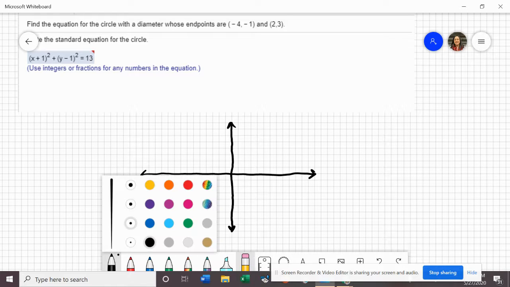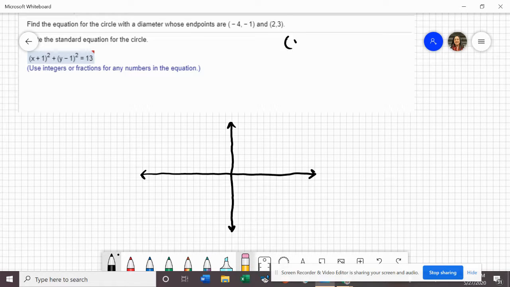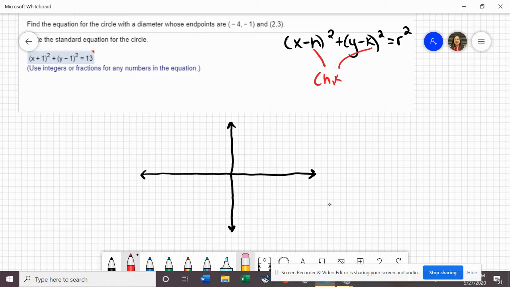Let me first write the equation of a circle. Standard form for the equation of a circle is (x minus h) squared plus (y minus k) squared is equal to r squared. And that h and that k, that is the center point for the circle. That r stands for the radius of your circle. Your radius is the distance from the center of the circle to the outside of the circle.